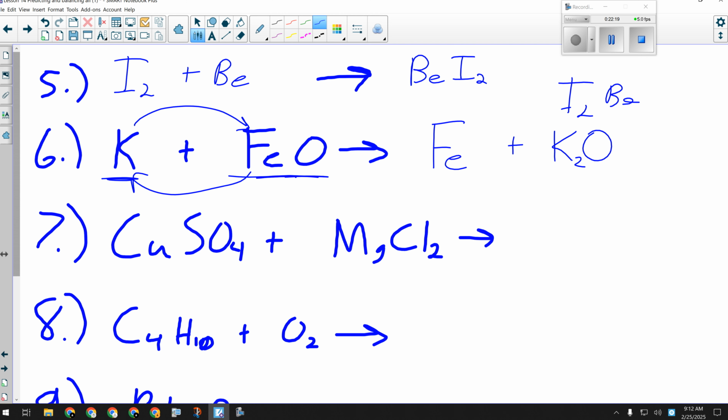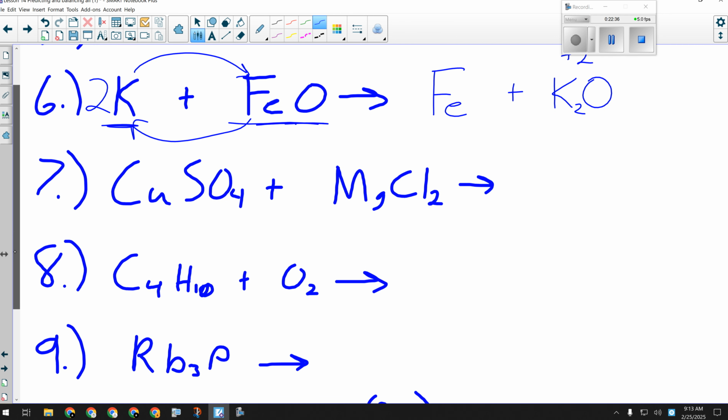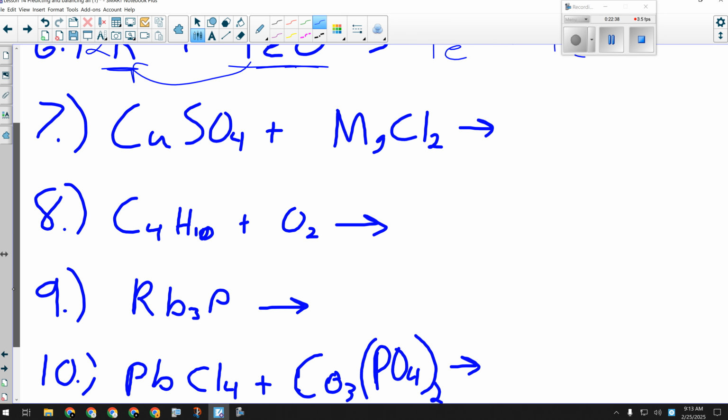Now, looking at that, I've got potassium out of balance. There's 2 in the products. Now there's 2 in the reactants. Everything else is a 1, so we're good to leave it that way. All right, keep going there, guys. 7, 8, and 9. And 10.